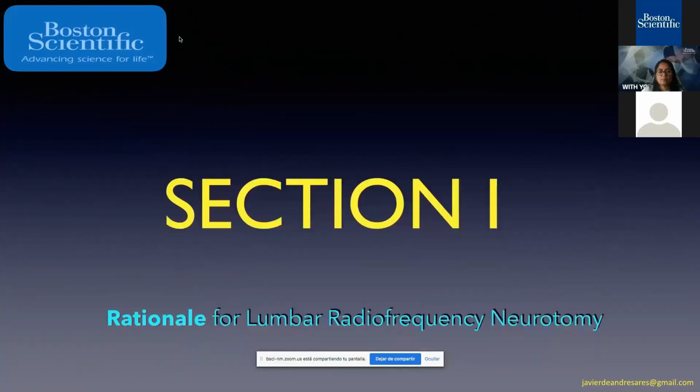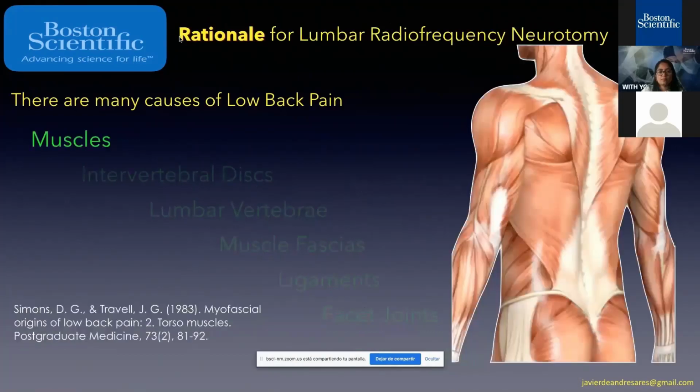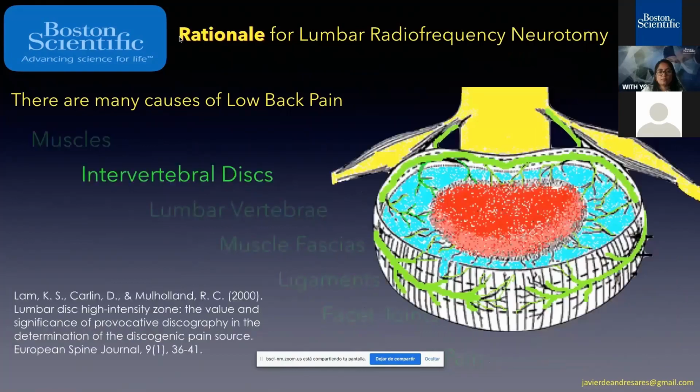So let's get started. Why do we perform radiofrequency neurotomy? The rationale for lumbar radiofrequency neurotomy. Well, there are many causes of low back pain. We know muscle pain. Muscles are richly innervated and are a source of low back pain. Quadratus lumborum, iliopsoas, and multifidus muscles have been described as a source of low back pain.